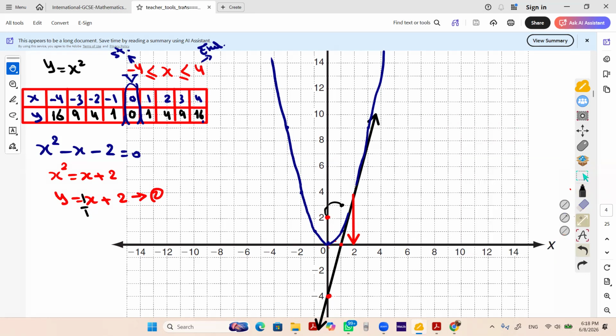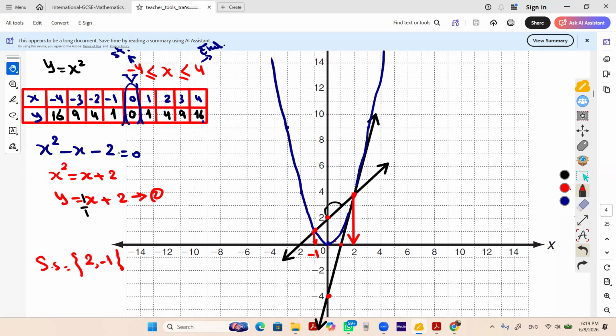So the line representing this function is the line passing through these two points, right? It intersects with the parabola at what? At also this point, which is opposite to x equals what? 2. And x here is what? -1. Good. So the solution set, or the values of x, is 2 and -1.